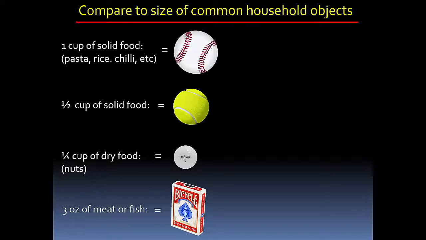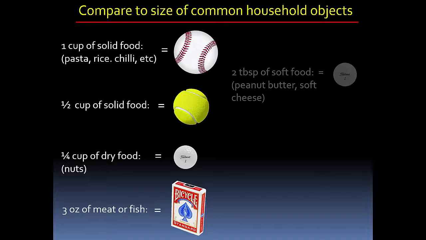Another common reference object is a deck of cards. A deck of cards is equivalent to about 3 ounces of meat or fish or chicken. So for every deck of cards equivalent of these foods that you eat, that would represent about 3 ounces. If you eat 2 decks of cards equivalent of a particular meat, that would be approximately equal to 6 ounces of meat. Another convenient measurement, using the golf ball again, for foods like peanut butter or cream cheese or other soft kinds of foods, is that a golf ball represents about 2 tablespoons of those kinds of foods.